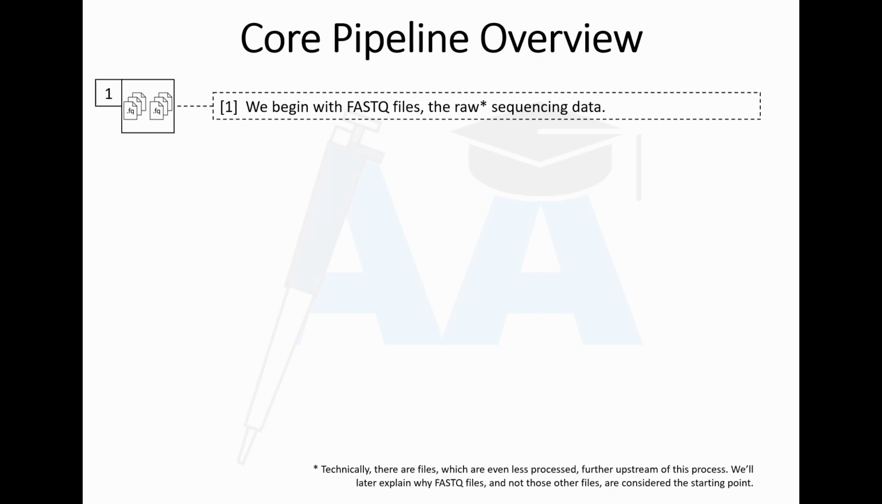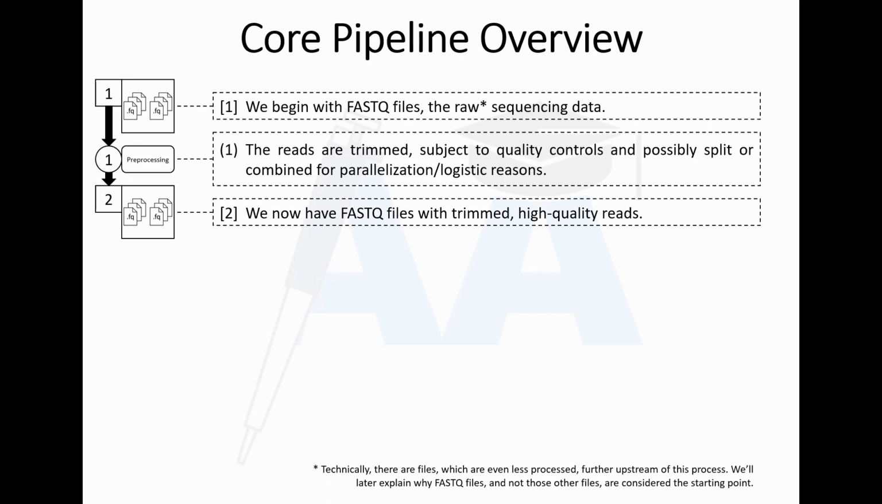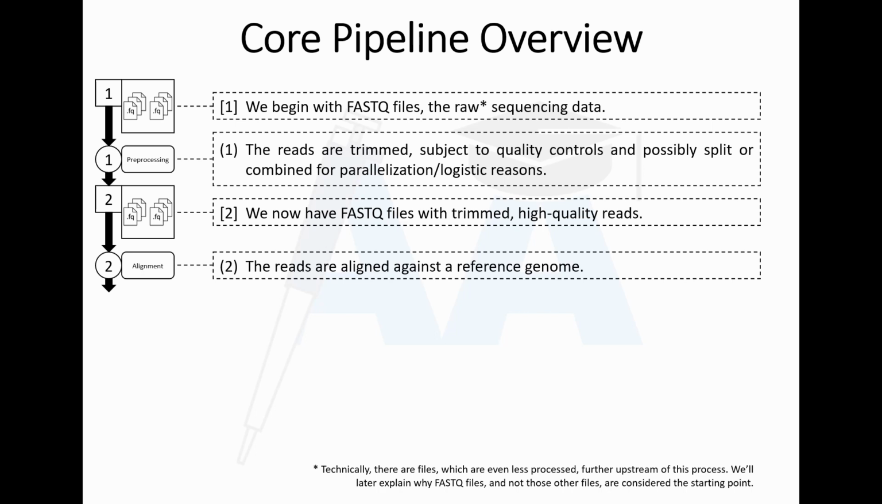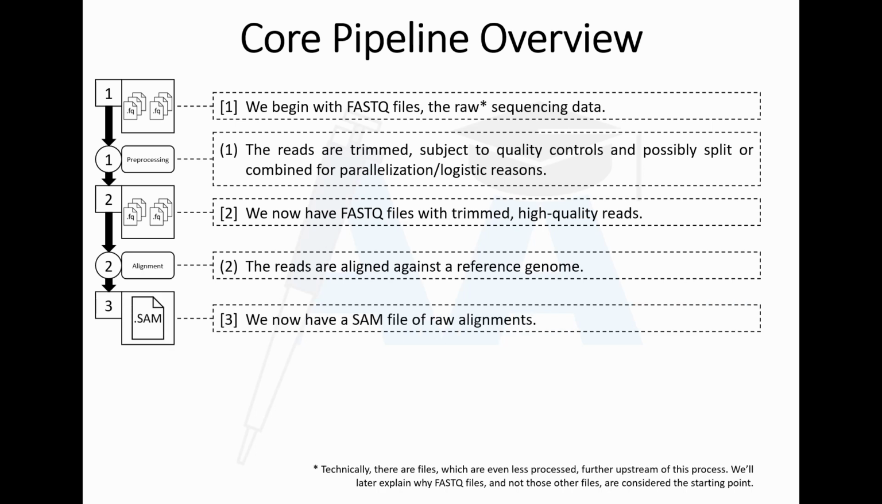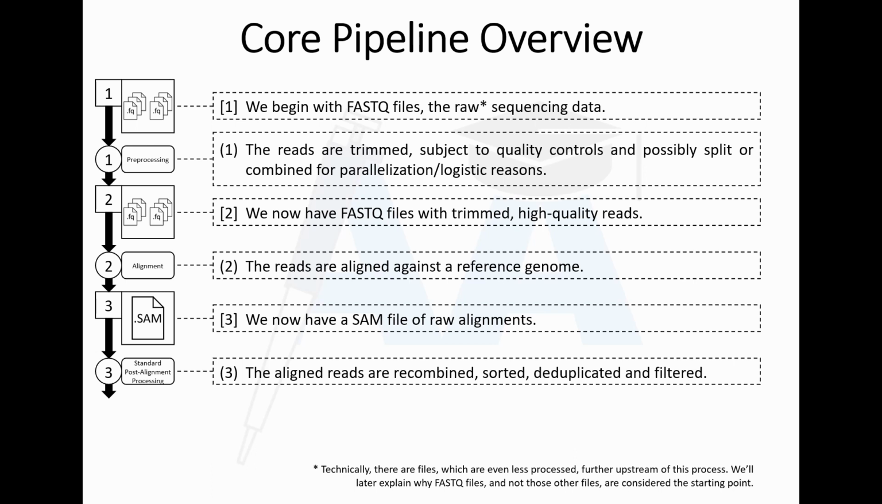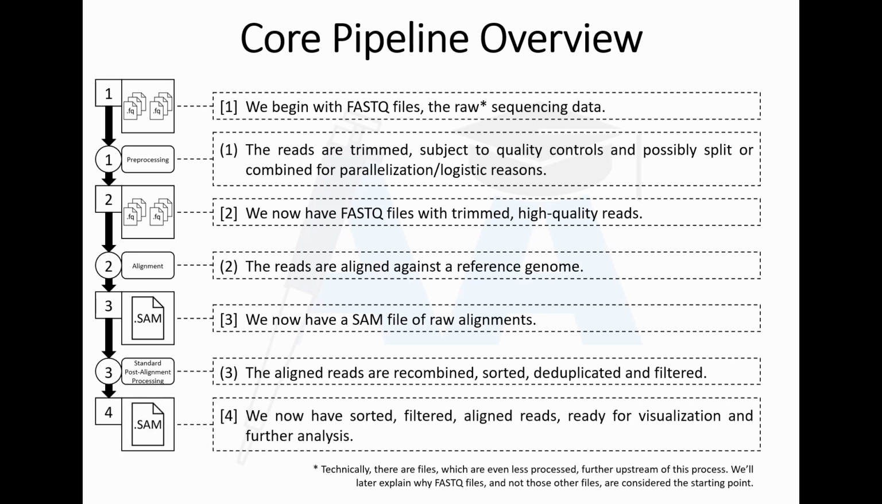We start off with the original FASTQ files, which contain completely unprocessed sequencing data. The FASTQ files undergo pre-processing, producing data which is still in FASTQ format, but is more reliable after having undergone trimming and filtering. These sequencing reads are then aligned against the reference genome, producing a SAM file, which contains raw, unprocessed alignments. These alignments then undergo standard post-alignment processing to produce sorted, filtered, aligned reads, which are now ready for analyses which are more experiment-specific.